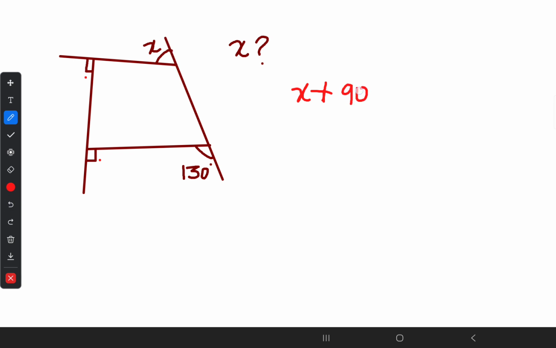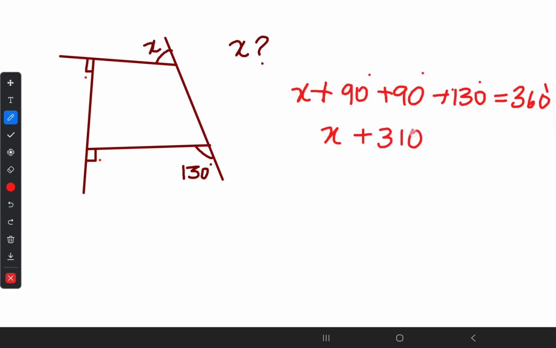Then get the sum. x plus 90 plus 90 plus 130 equals 360. 90 plus 90 is 180. 180 plus 130 is 310. x plus 310 equals 360. From that, we can find the answer for x as 360 minus 310. That will give you x as 50 degrees.